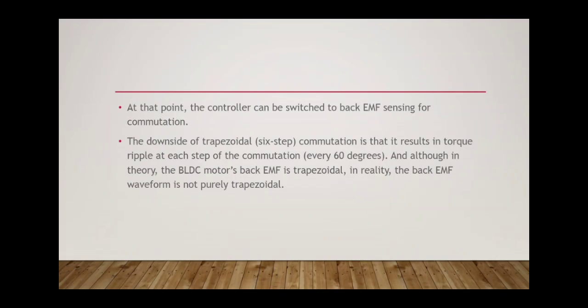And the downside of the trapezoidal commutation is that it results in torque ripple at each step of the commutation. It means for every 60 degrees. And although in theory the brushless DC motor's back EMF is trapezoidal, in reality the back EMF waveform is not purely trapezoidal.